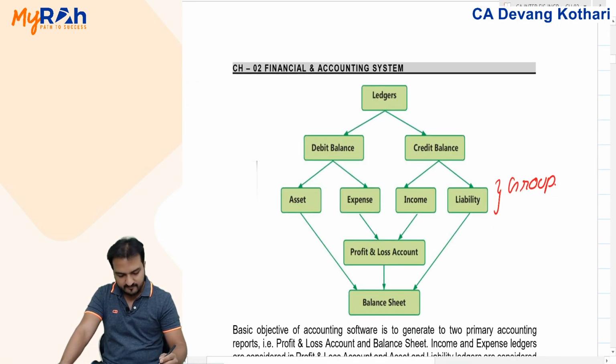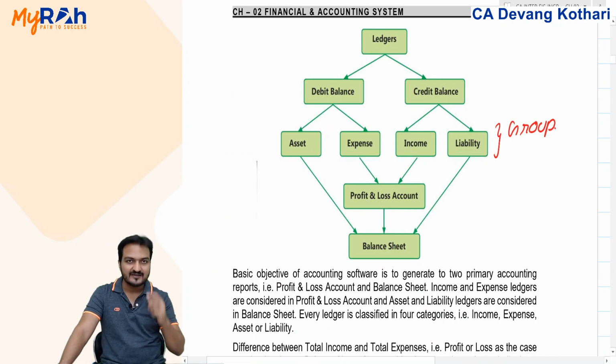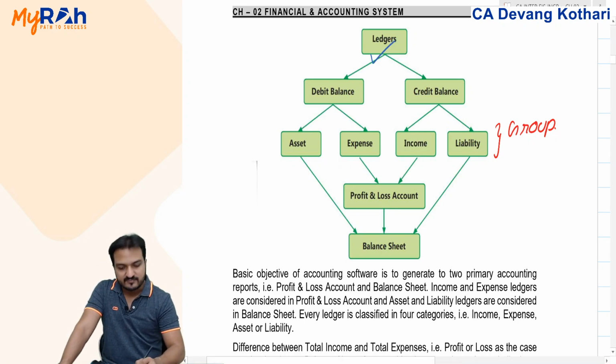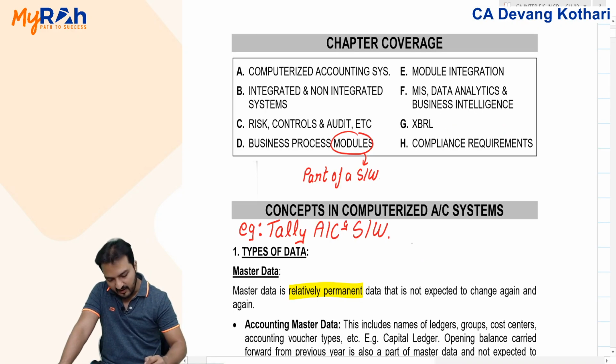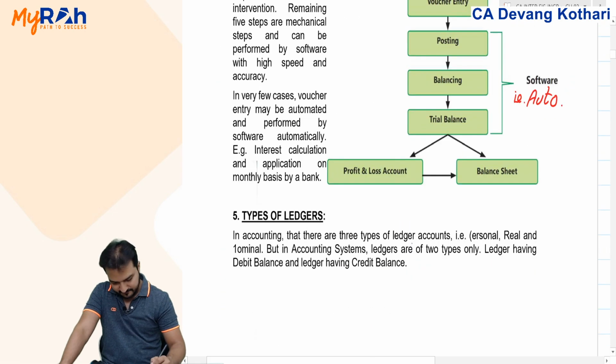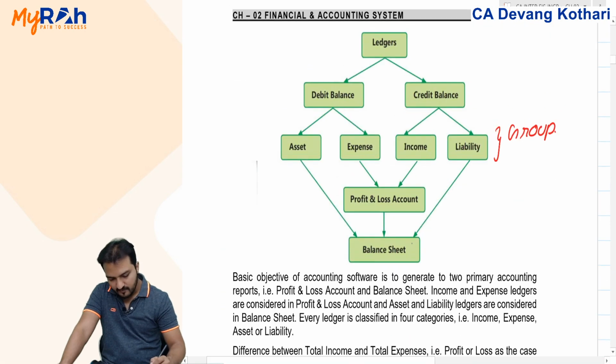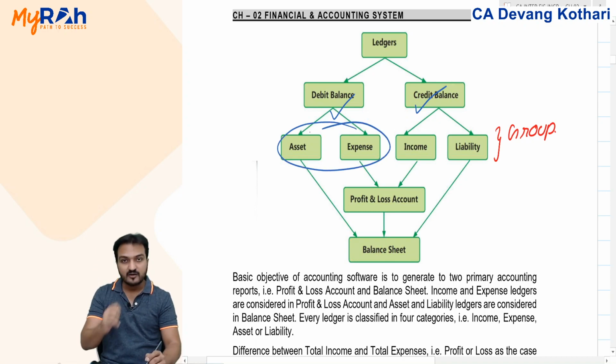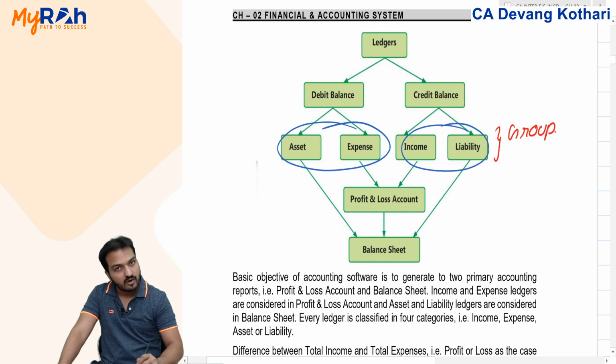Types of ledger. Your accounting software will classify ledger like this. It considers that there are only two types of ledger: debit balance ledger and credit balance ledger. Debit balance ledgers will further be asset or expense, and credit balance ledgers might be income or a liability.